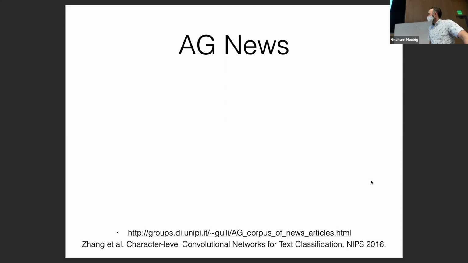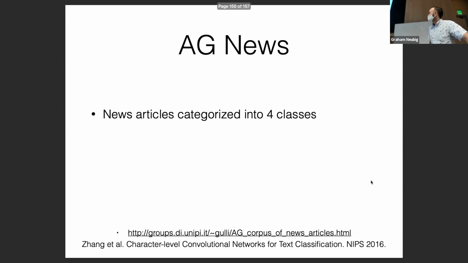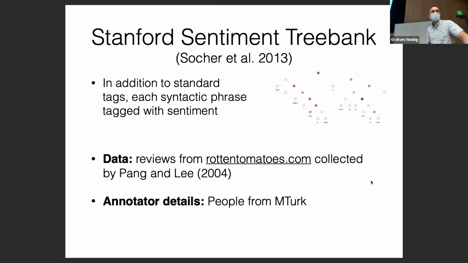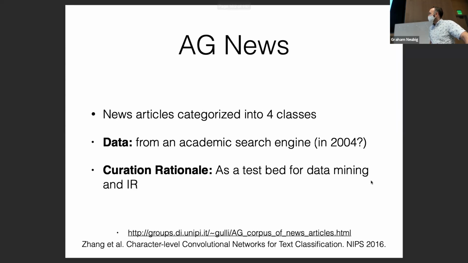There's also this AG News dataset, which is used pretty widely in text classification. News articles categorized into 4 classes. The data is from an academic search engine. I couldn't tell exactly when it was gathered, but I guess 2004. Kind of eerie coincidence here. And the curation rationale was as a test bed for data mining in IRs. So they didn't actually have any reason to collect this data other than just to test models.